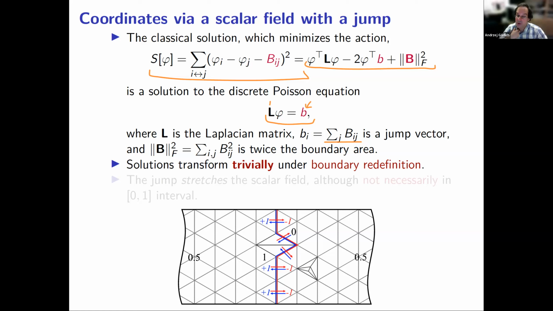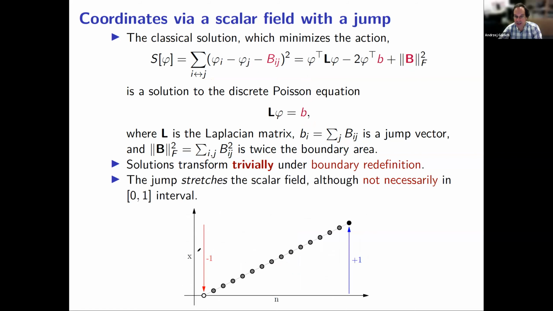And this is what we want to have, because the boundary itself is non-physical. So the exact location is not important. You can always shift your scalar field by a constant. It will still be a classical solution, taking into account the periodicity, because it's on S1. So the effect of this jump is that it stretches the scalar field in some interval. It's not necessarily from 0 to 1, even when the jump size is 1, but you can always choose the boundary so that it will be stretched in this interval.